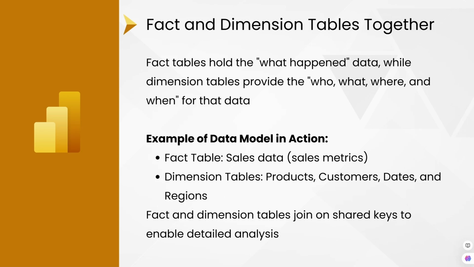To summarize, fact and dimension tables are essential elements in data modeling, helping us structure our data for meaningful analysis. Fact tables store measurable, transactional data that answers the question what happened. Dimension tables store descriptive data that adds context, answering who, what, where, and when questions around the facts. Together, these tables form the backbone of a robust data model, allowing us to link tables, drill into details, and uncover valuable insights in Power BI. Understanding fact and dimension tables is key to building effective data models that support powerful analysis.